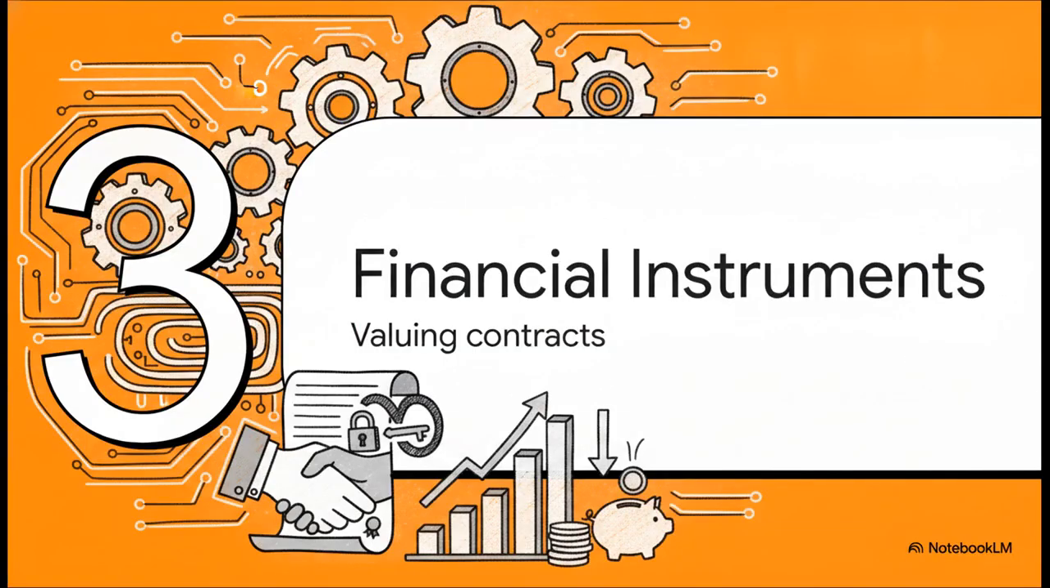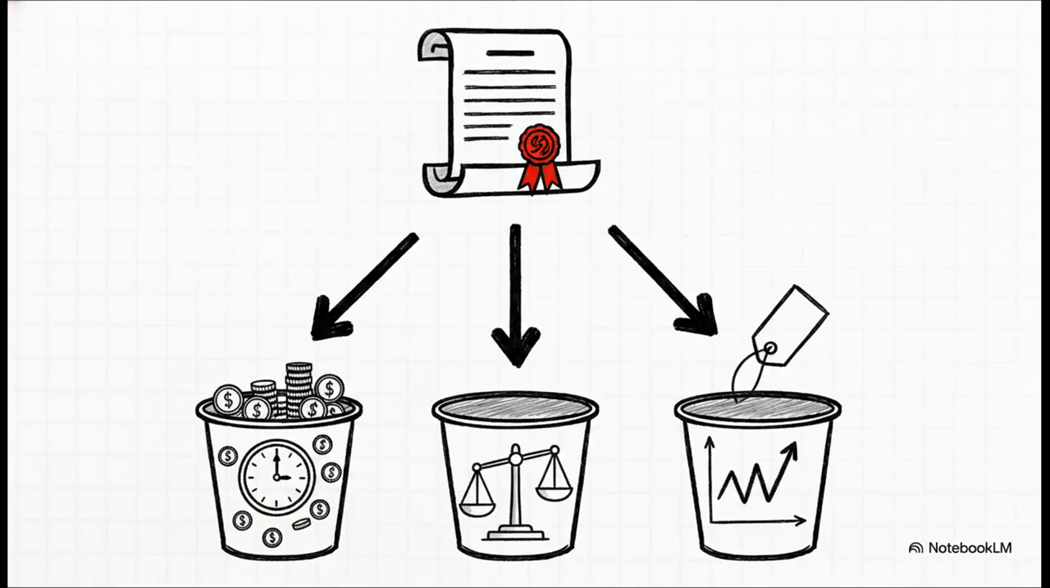Section 3. Complexities of financial instruments. Valuing paper assets and contracts. As we dive into slightly more complex territory, we need to decode financial instruments. Once a company acquires a financial asset, say another company's stock or some bonds, it doesn't just sit statically on the books gathering dust.